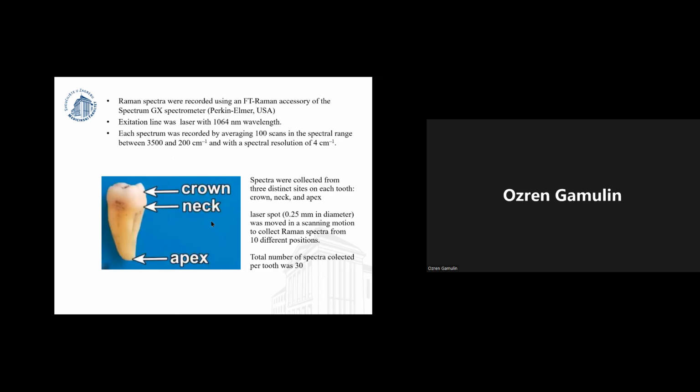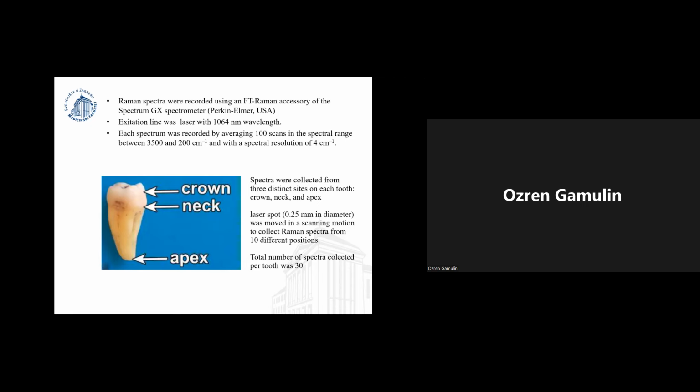Raman spectra were recorded on an FT Raman accessory of a spectrometer. The excitation line was 1064 nanometers. Each spectrum was recorded by averaging 100 scans in a spectral range between 3,500 and 200 cm⁻¹ with a spectral resolution of 4 cm⁻¹.